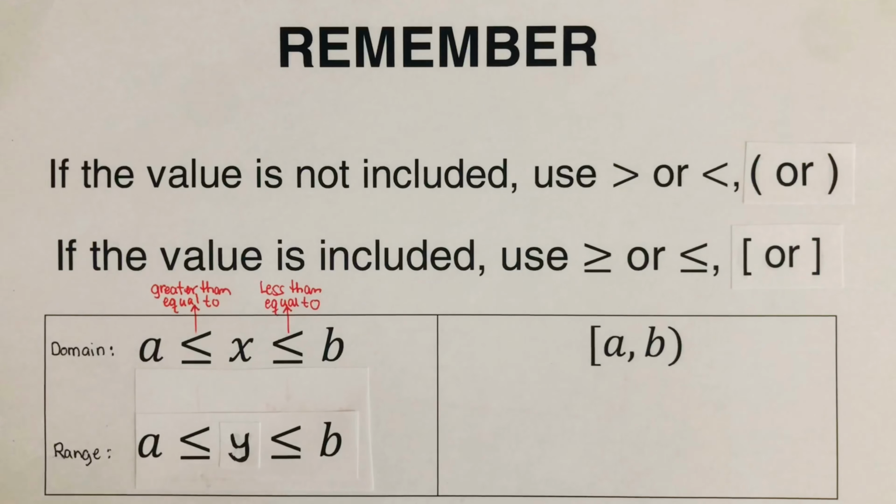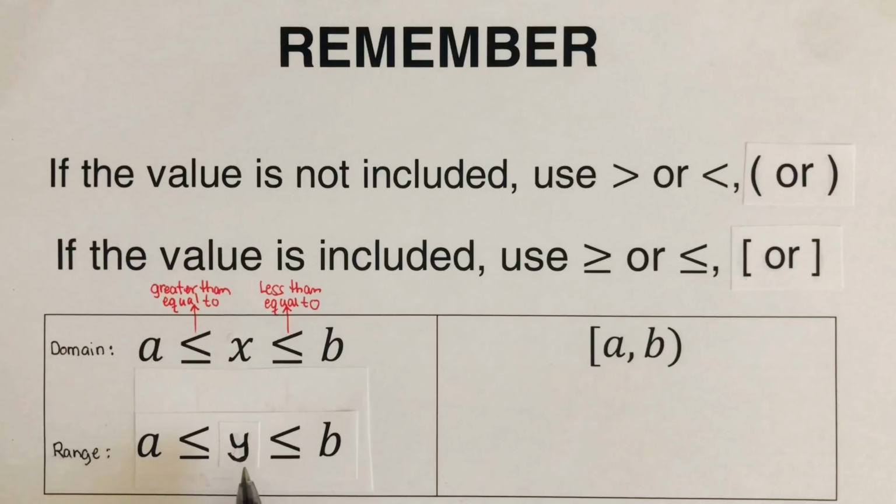Now, for inequality notation, for domain, this is read as x is greater than or equal to a, or x is less than or equal to b, where our a here is the leftmost boundary, while our b is the rightmost boundary. Now for the range, we have y is greater than a or y is less than b, where a here is the lowermost boundary of the graph, and b here is the uppermost boundary of the graph.